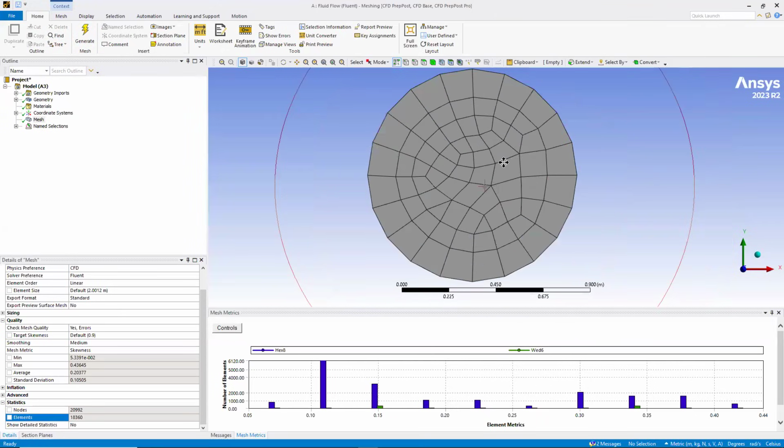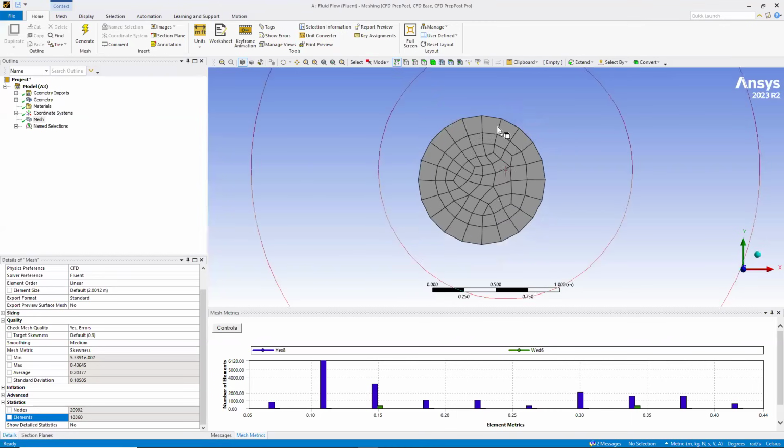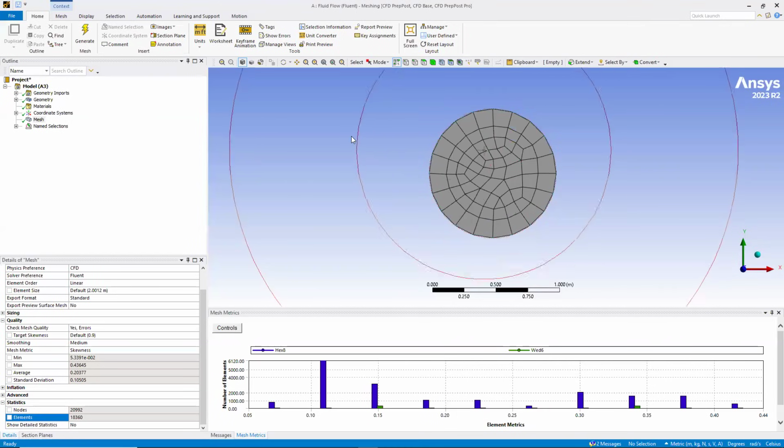So right now I'm just going with the flow. I'm not introducing any complexities here. I'm just going with the bare minimum. Okay. So definitely the information you are seeing here will be the same for all the meshes.